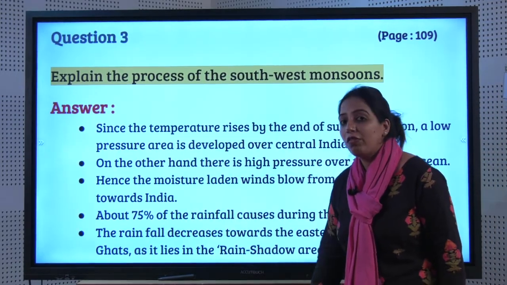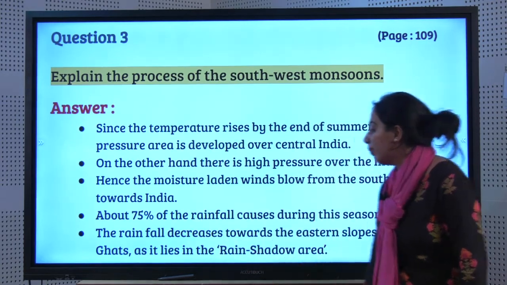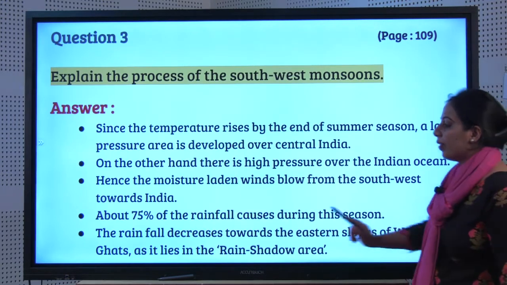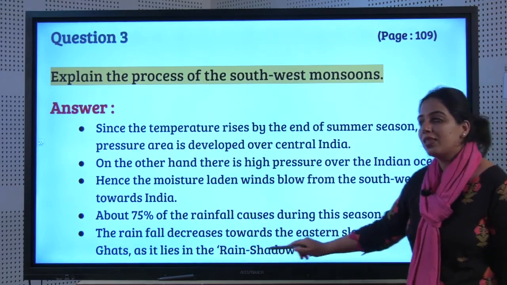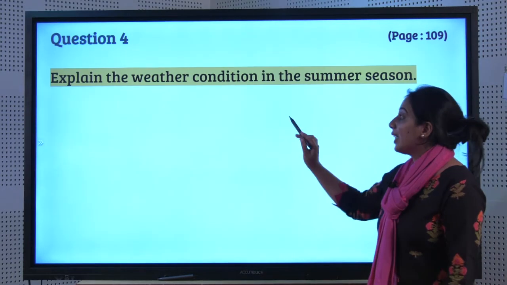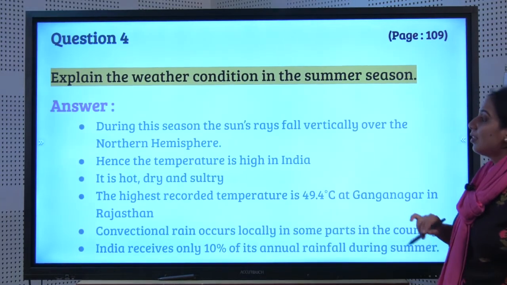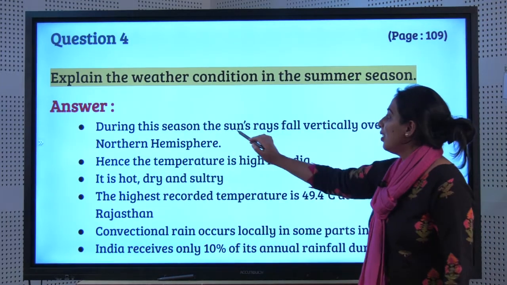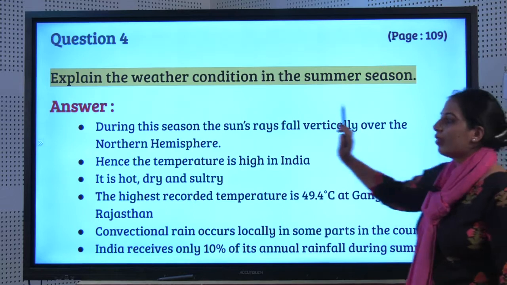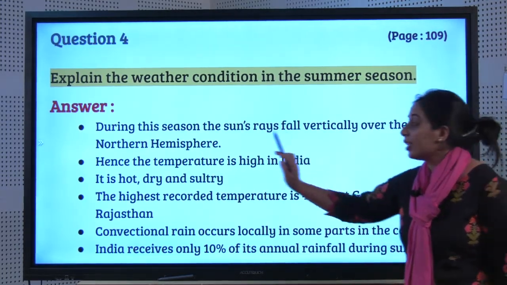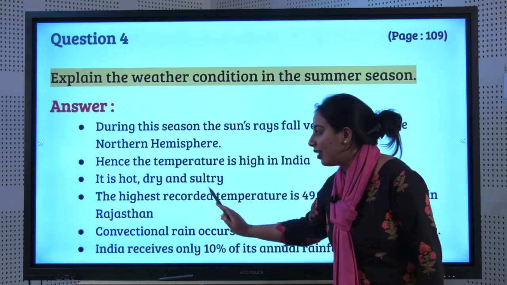What percentage of rainfall is received in the season? 75%. The rainfall decreases towards the eastern slopes of Western Ghats. Why? Because it is the rain shadow region. Question 4. Explain the weather conditions in the summer season. First, we always talk about the sun's rays. The sun's rays fall vertically over the northern hemisphere, so the temperature is definitely going to be high. It is hot, dry and sultry.